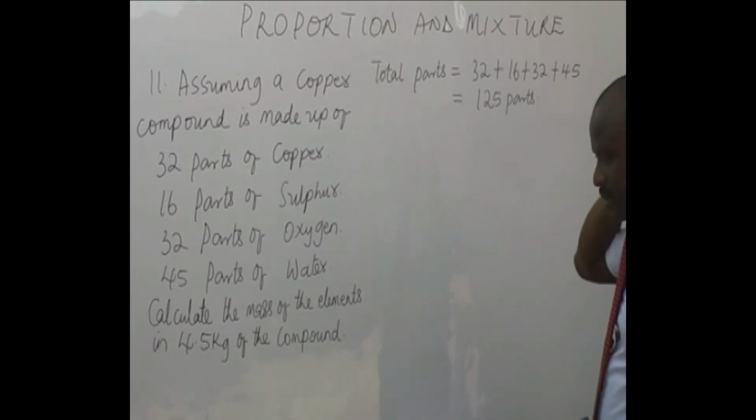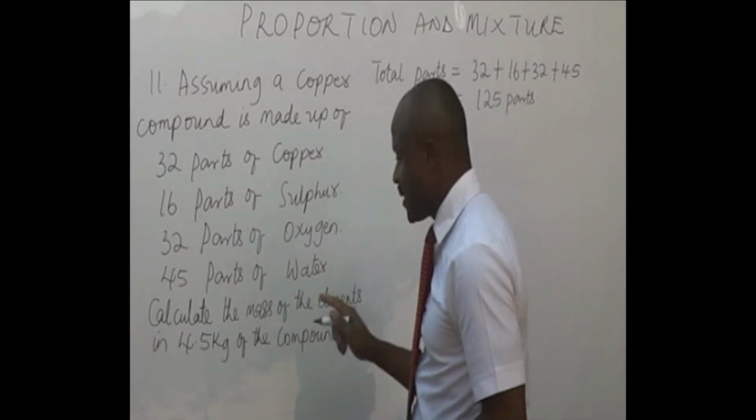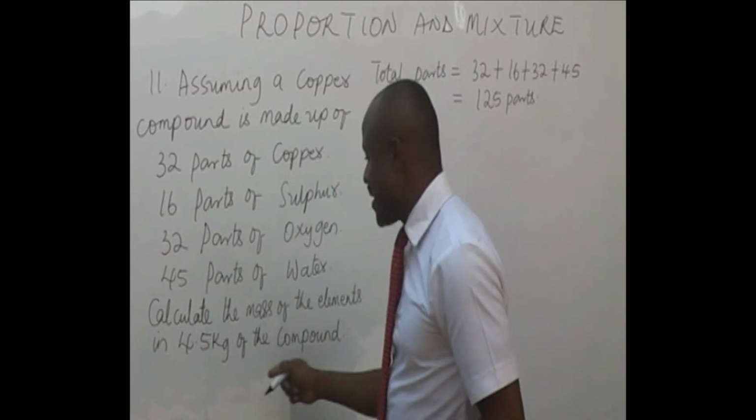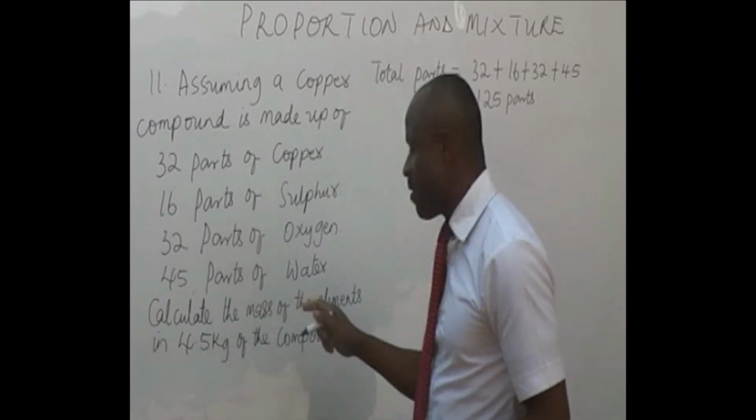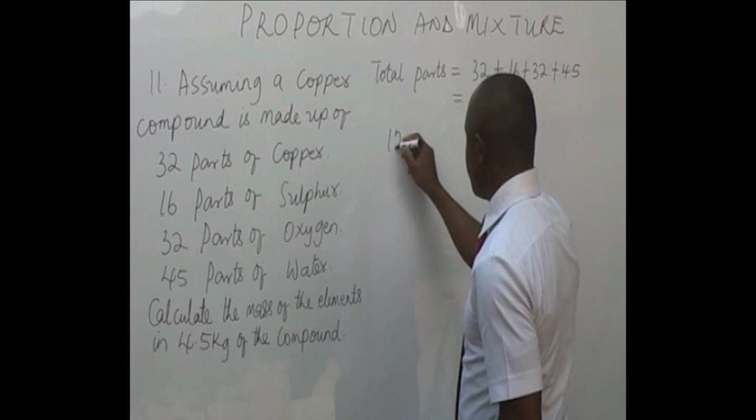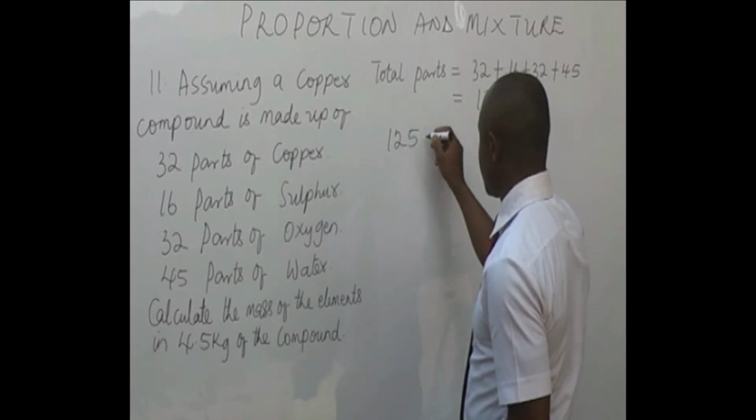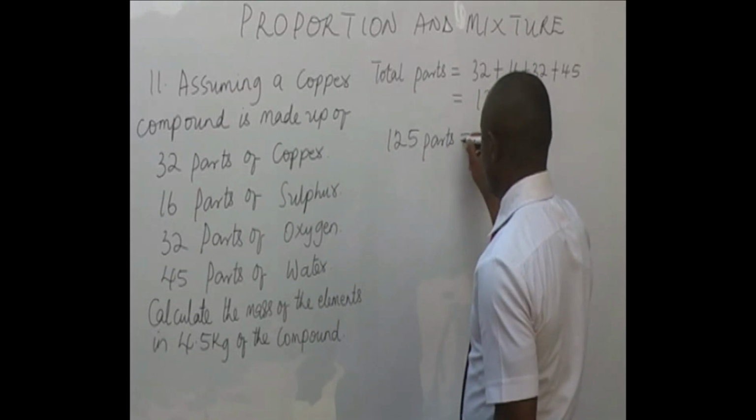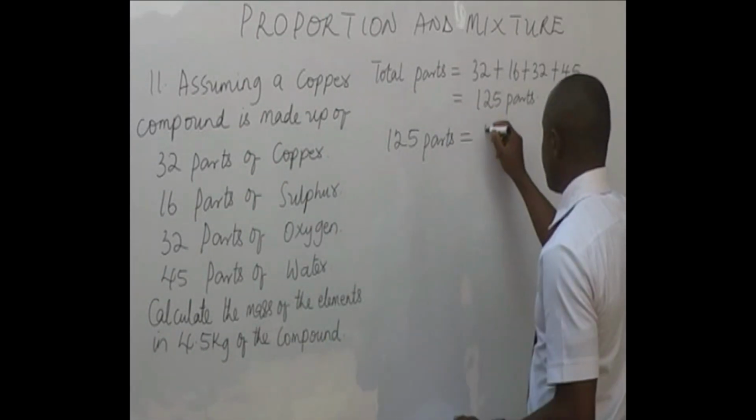125 parts. Now we have to calculate the mass of the element in 4.5 kilograms of the compound. This means that 125 parts is equivalent to 4.5 kilograms.